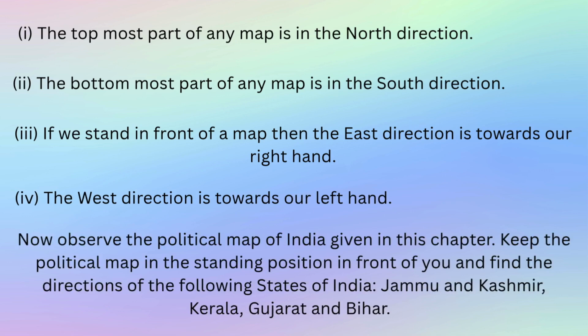Now observe the political map of India given in this chapter. Keep the political map in the standing position in front of you and find the directions of the following states of India: Jammu and Kashmir, Kerala, Gujarat and Bihar.